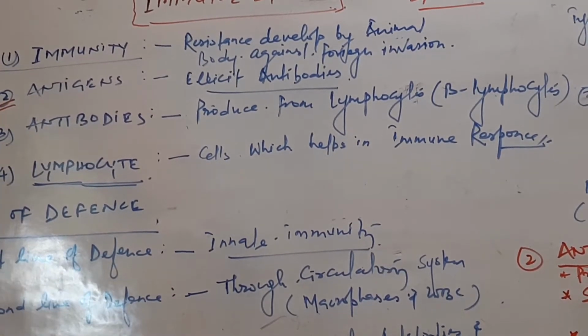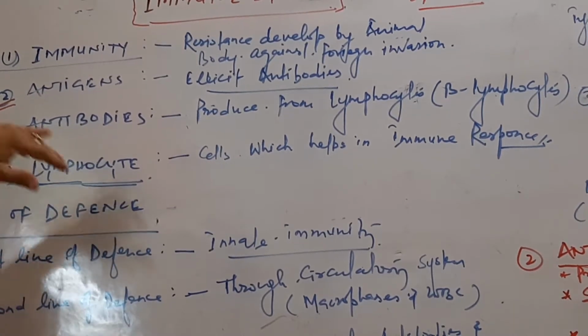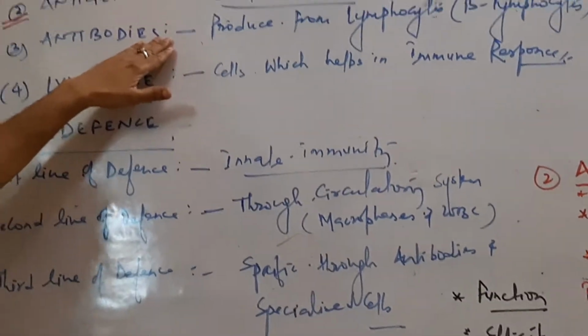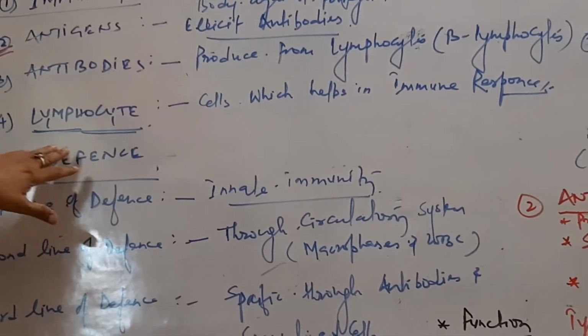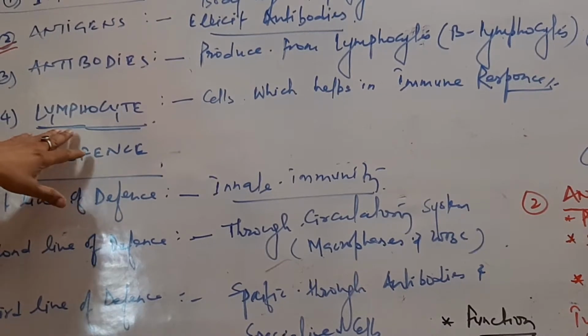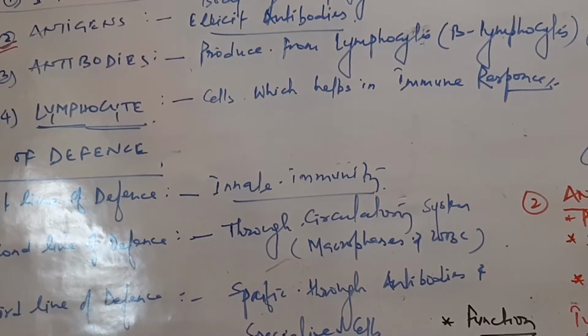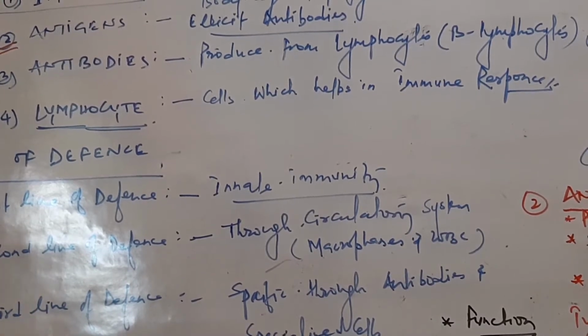An antibody is a proteinous substance which is secreted from lymphocytes, especially B lymphocytes, and acts on antigens. It prevents the action of the antigens. This is the function of antibody. Another type of cell is called lymphocytes. Lymphocytes help in the production of antibodies. One of the lymphocytes, called the B lymphocyte, produces antibodies.